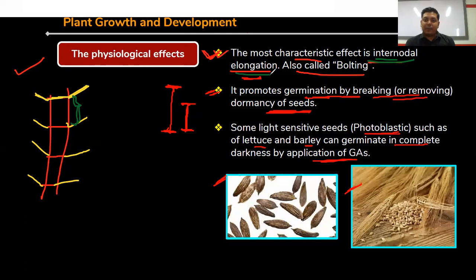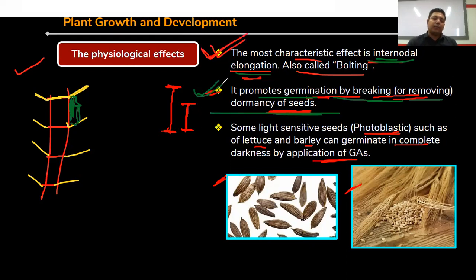Clear now? Already you have learned about the discovery of gibberellic acid or gibberellin, where some rice plants in rice fields showed a very large increase in their lengths, obviously due to this gibberellin hormone. And this gibberellin hormone is mainly involved in the increase of the internodal portion of the plant body. Clear? It promotes germination by breaking or removing dormancy of the seed.